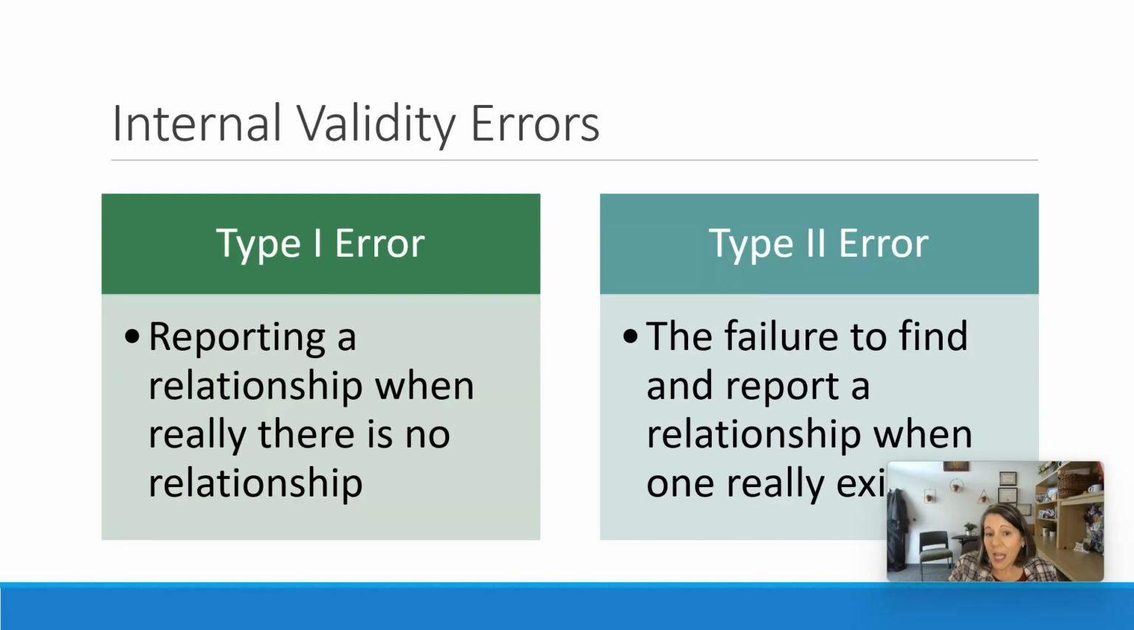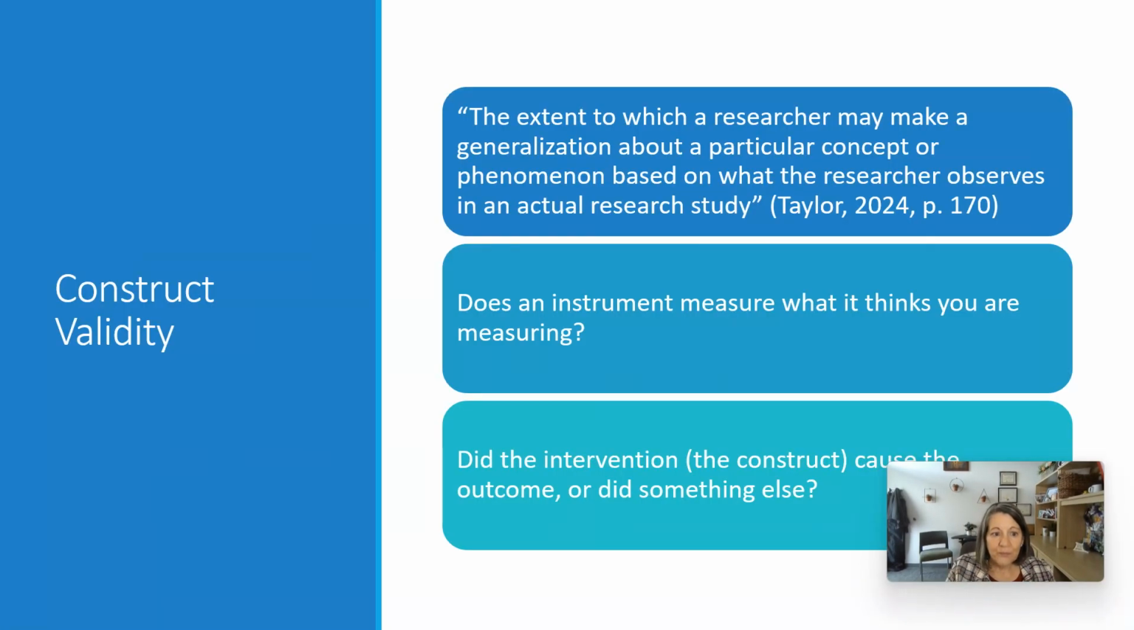Okay. Type 2 error, where you fail to find and report a relationship when one really exists. So it says it's not statistically significant when actually it should be. That often happens because our study doesn't have enough people in it. It's underpowered. We don't have a large enough sample to show that our intervention made a difference. Type 1 error, type 2 error. Very important for us to know.